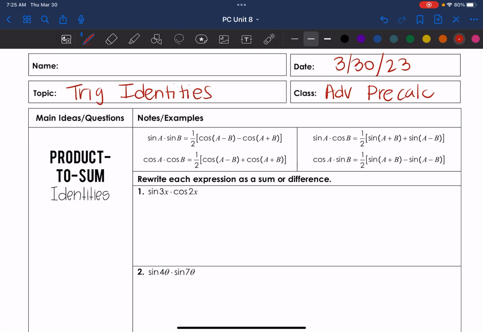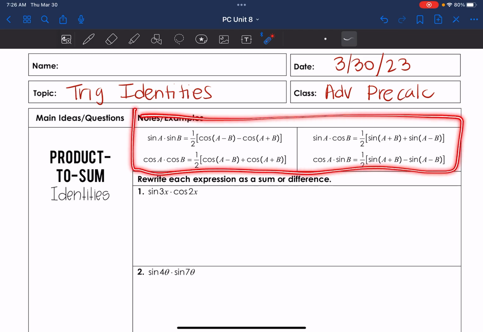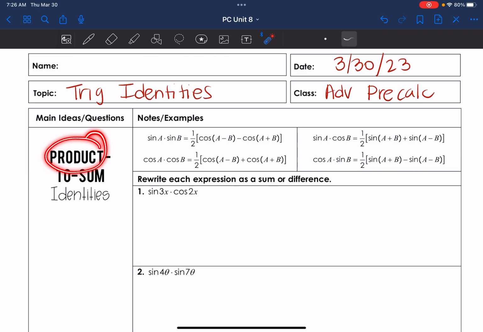Hey, good morning, guys. Today we're doing the product to sum identities. These are at the bottom of that sheet that I gave you at the beginning, but all of these identities are up here. So it's what it sounds like. Product means when you multiply, sum means when you add. So sometimes it'll be beneficial to switch between the two.